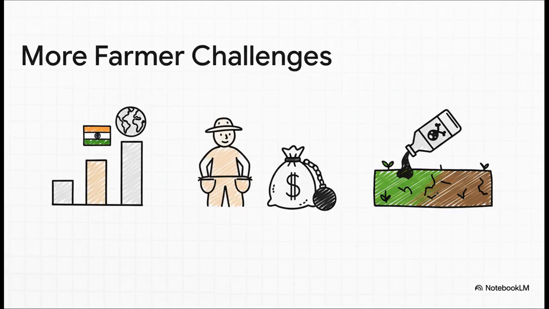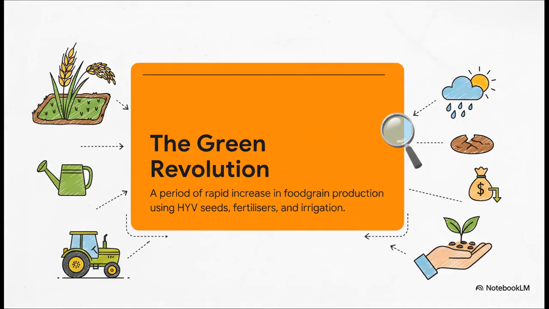And believe me, the challenges don't end there. Our crop yield per hectare is actually quite low compared to other countries. This means we're getting less food from the same amount of land. So many small farmers are trapped in a cycle of debt, forced to borrow money for expensive seeds and fertilizers. And the irony is, using too many of these chemicals is slowly degrading the health of our soil for the future.